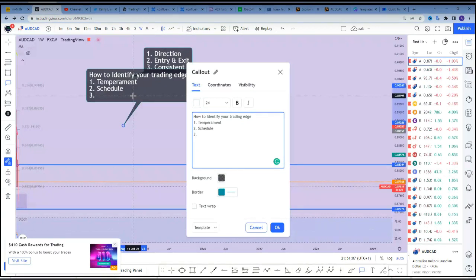That's two. Number three thing you want to be able to understand is you want to be able to figure out your risk appetite.